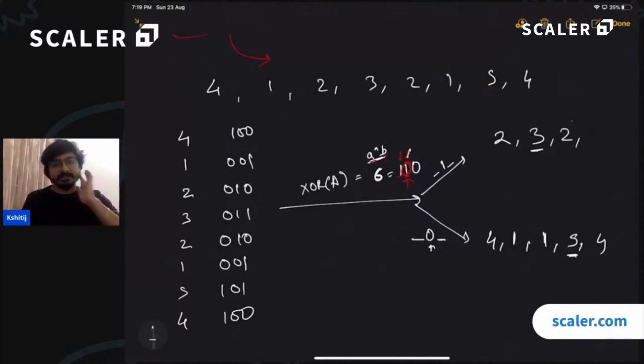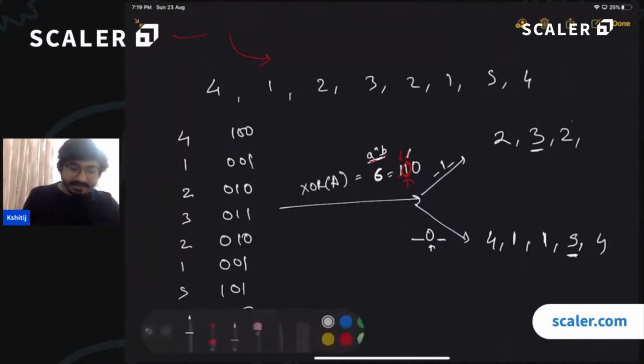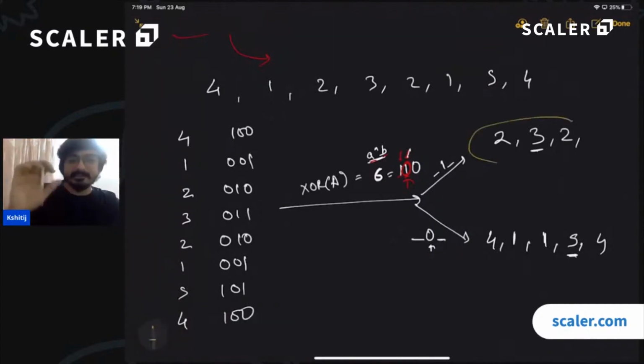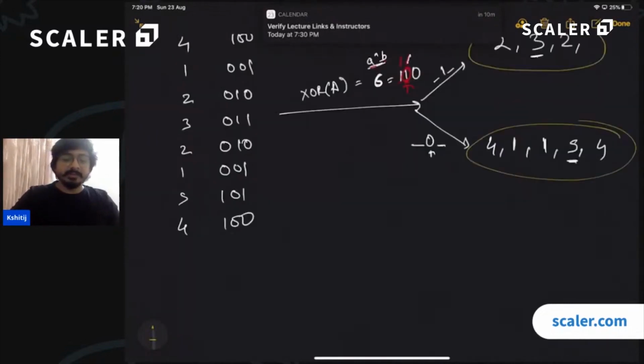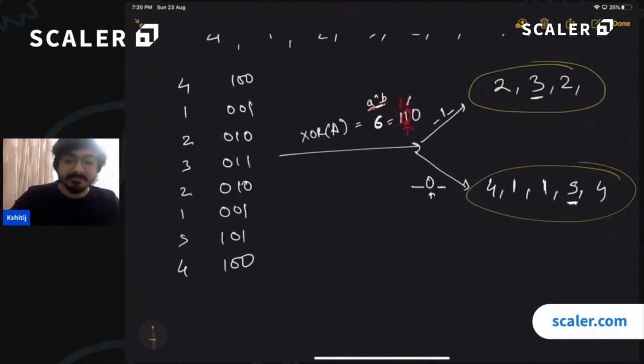What about the other numbers? Can I say that in this half partition, all the numbers are appearing even number of times except the one, and in this partition also all the numbers are going to appear even number of times except just one number? Yes.